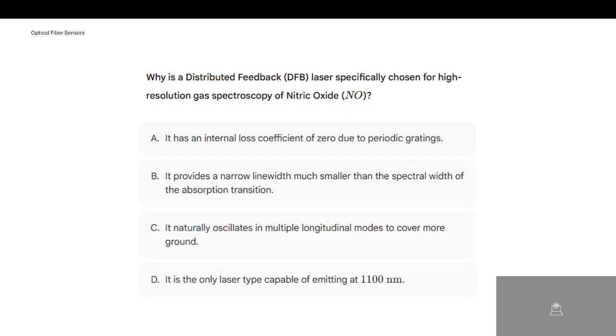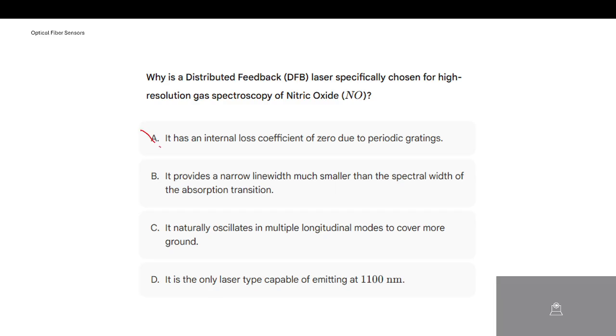Moving towards the next question, why is a distributed feedback laser specifically chosen for high resolution gas spectroscopy for nitric oxide? Option A says it has an internal loss coefficient of 0 due to periodic grating. Second is it provides a narrow line width much smaller than the spectral width of absorption transition. Third is it naturally oscillates in multiple longitudinal modes to cover more ground. And D, it is the only laser type capable of emitting at 1100 nanometer.